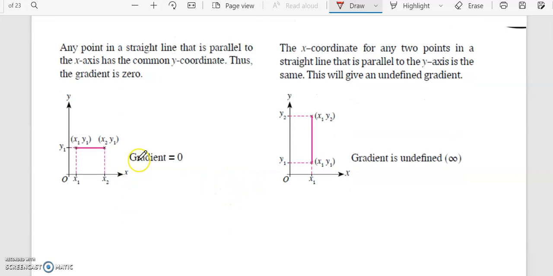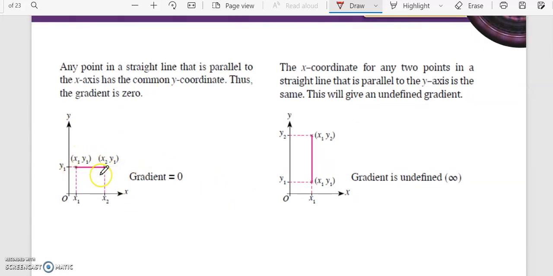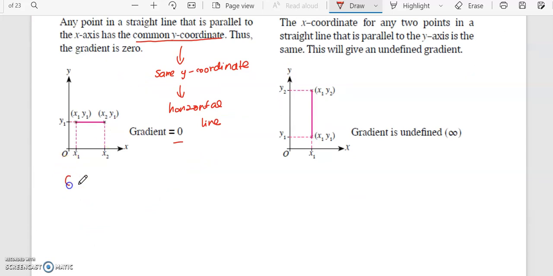Kalau kata kita ada satu line, biasa kita nak cari horizontal distance. Any points in a straight line that is parallel to the x-axis have common y coordinates, maknanya y coordinate dia sama. So bila y coordinate dia sama, kalau kita tengok sebelum ni, kita boleh cari horizontal distance kan. Maknanya horizontal line. So this horizontal line, actually the gradient is equal to 0.